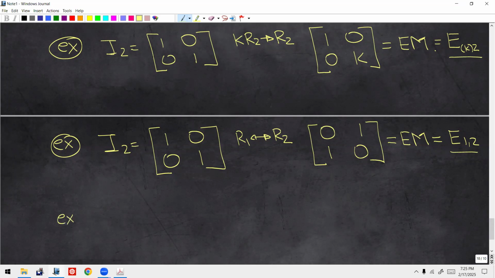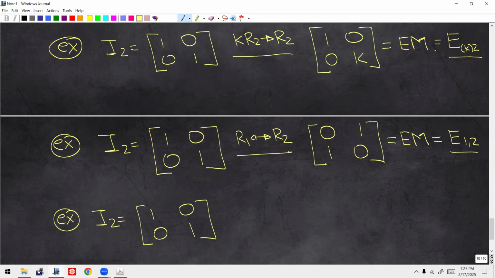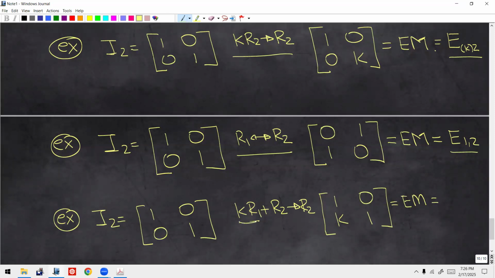And then the last one is row addition. So let's say you again start with an identity. You can see in all three cases, we're applying one single row operation: scalar multiplication, row swap, and now we're going to do a row addition. So I get k times R1 plus R2 gives us a new R2. So we're changing R2. So we get 1, 0, k, 1. So this is another elementary matrix. And some of you might go, wait a minute, that's row addition and scalar multiplication, but this is technically considered as one operation. So in this case, we would write it this way.